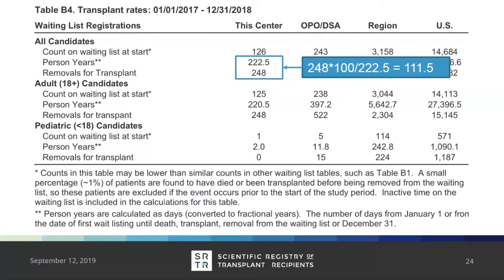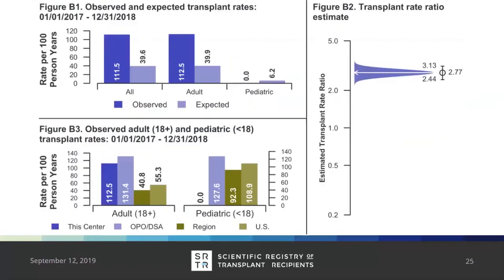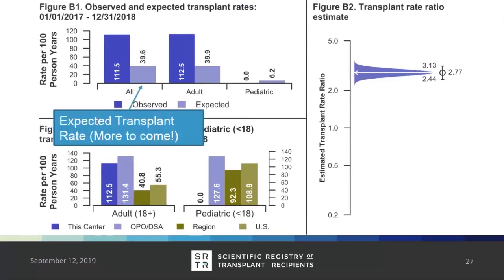So again, this gets translated into the bottom figure on that same page, which I'll show you here. Right below that table, you would see these data in our current report. And right here is that 111.5. So that is exactly where that number is reported. And again, that calculation was from the table above, 248 times 100 divided by 222.5. And you will get the 111.5 transplants per 100 person years of waiting. Point out a few other things on this table that I'll talk about in a minute.